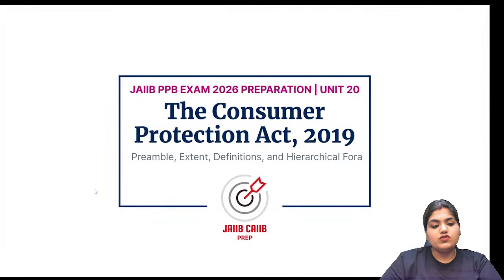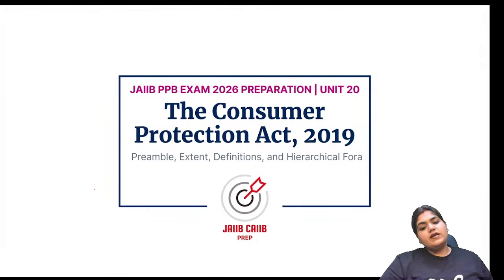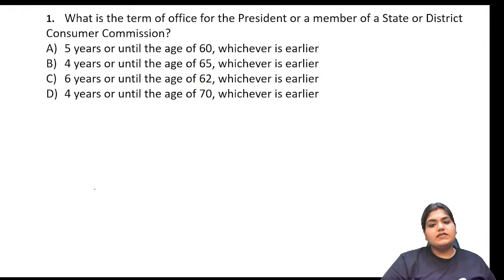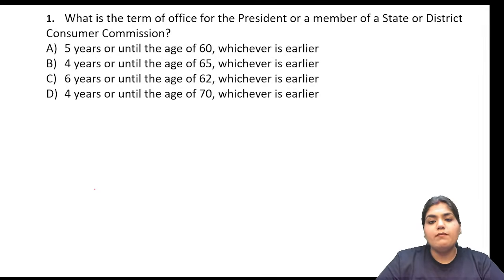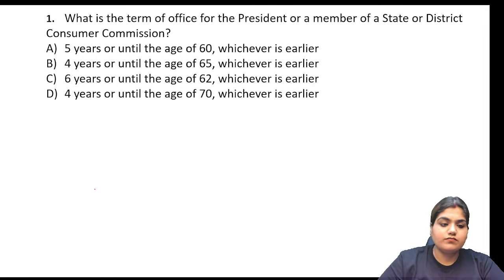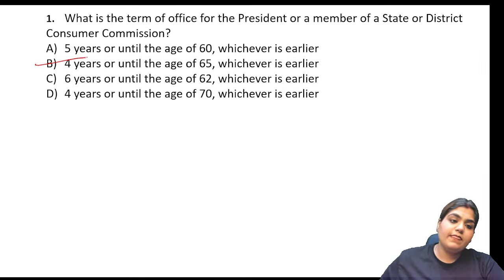Now we have Consumer Protection Act. We have talked about CPA in the morning itself, right? So let's attempt the question. What is the term of the president or a member of state or district commission? It is 4 years or till the age of 65.